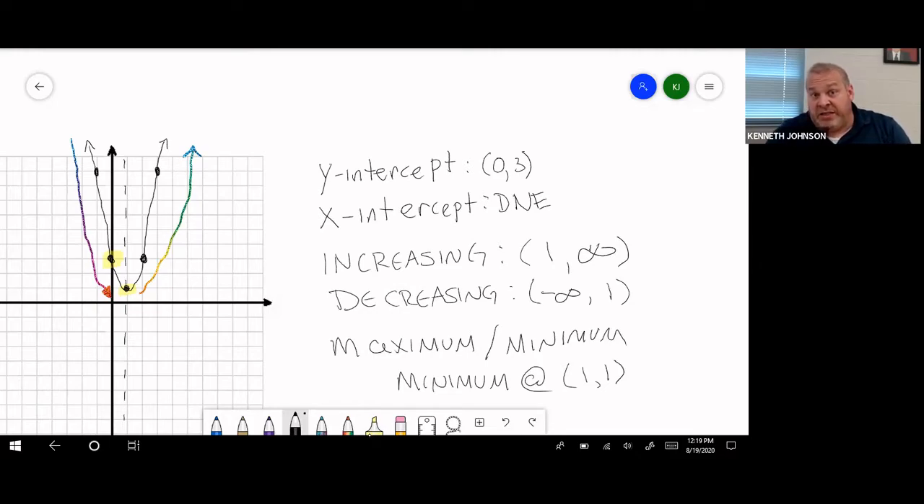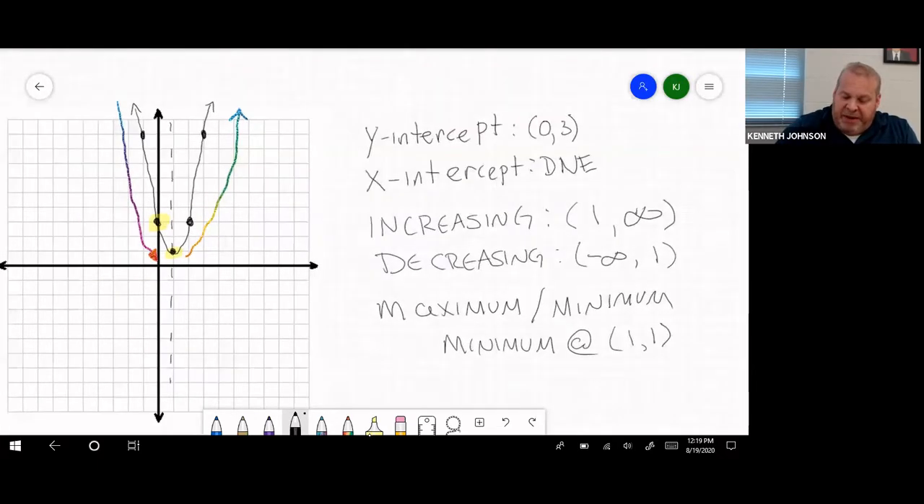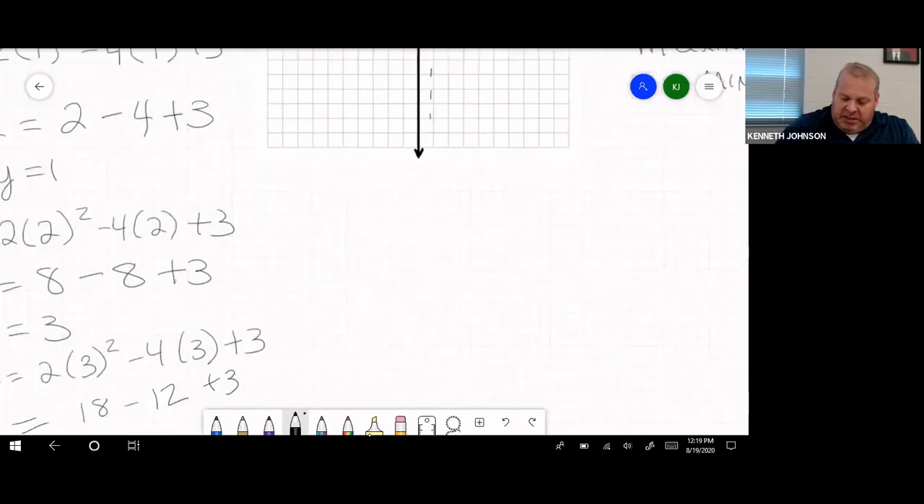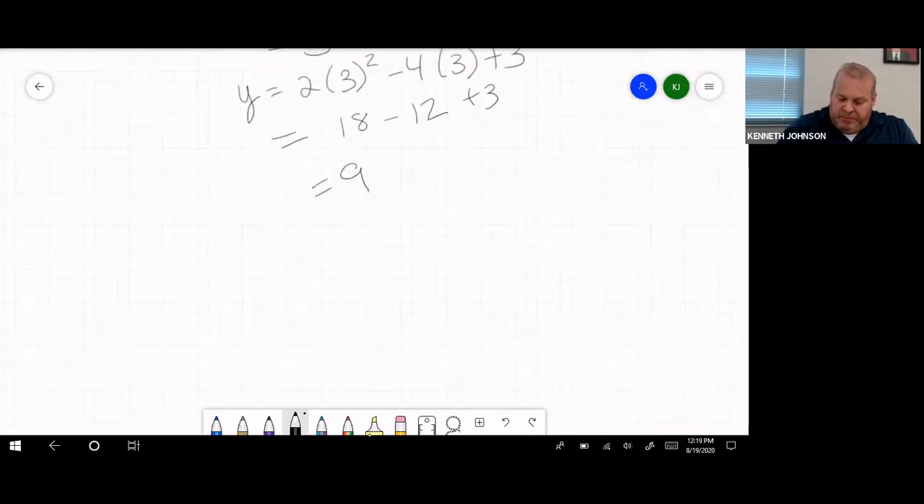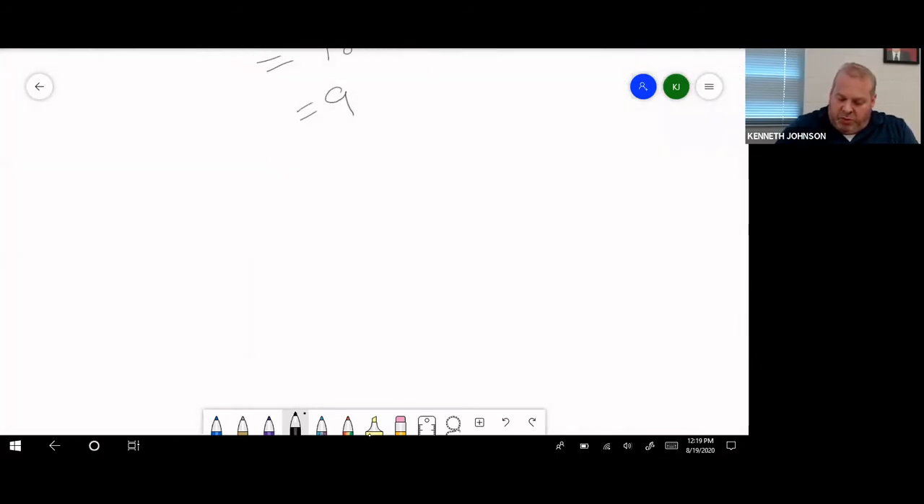And with a parabola, the vertex is always going to be the minimum or the maximum. If the parabola opens down, it's going to be a maximum. If the parabola opens up, it's going to be a minimum. Okay. So that's the basics. Let's do one more. We'll work one more together. Make it a little more difficult.